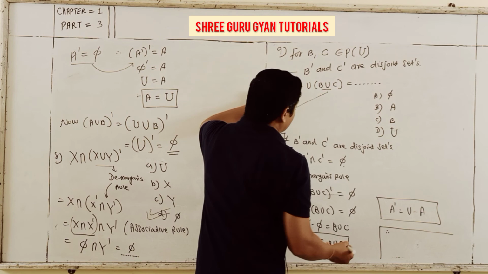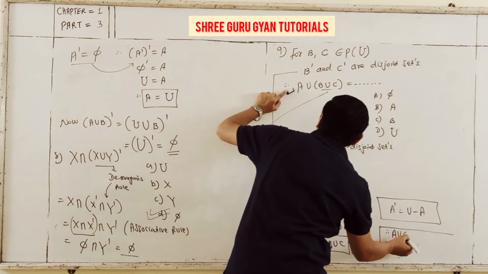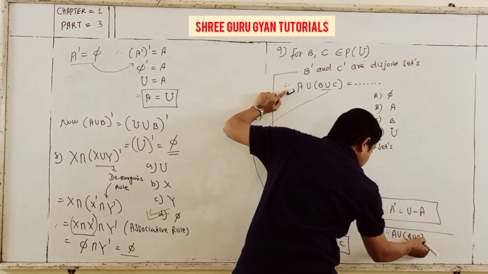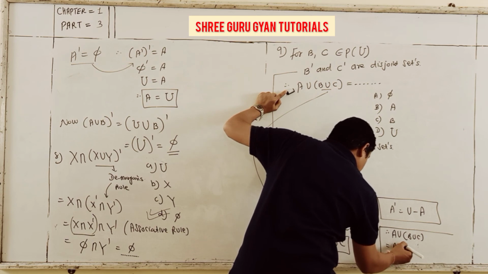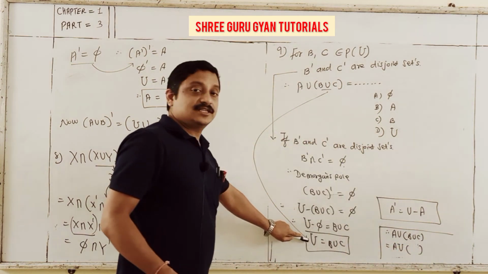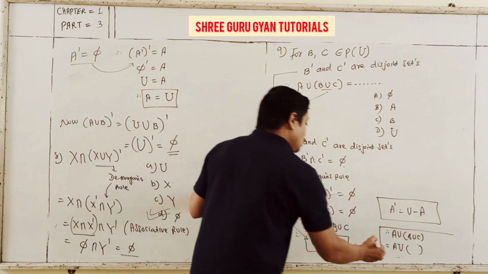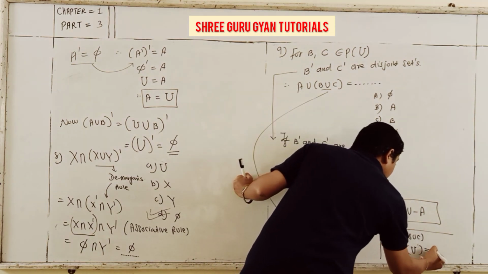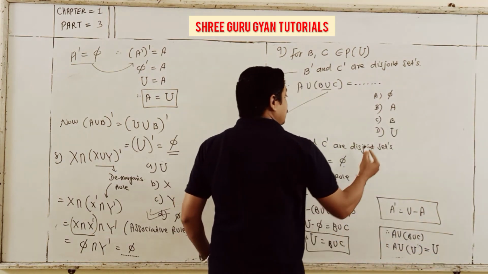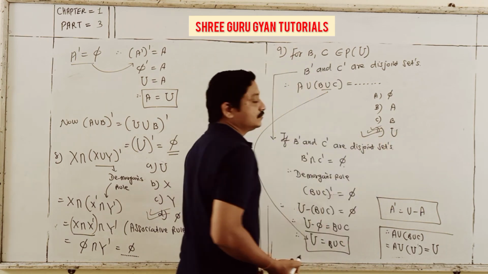So what is your question telling? A union B union C, A same as union, and B union C is U, and U union any set is U, and that's why your answer is D.